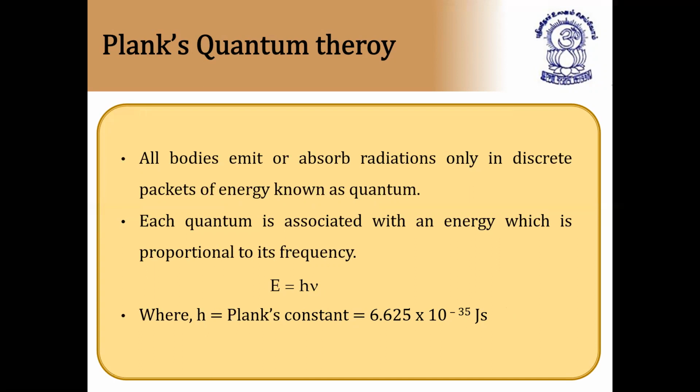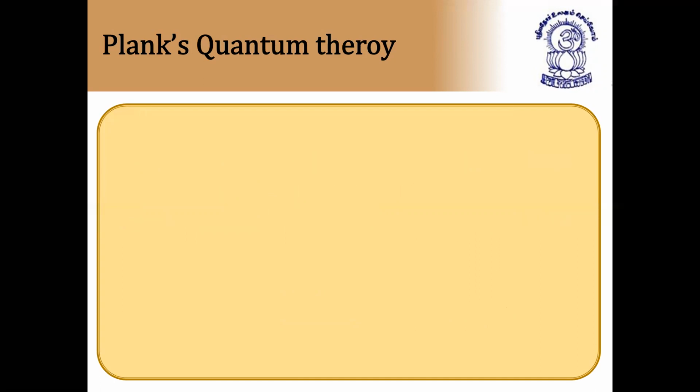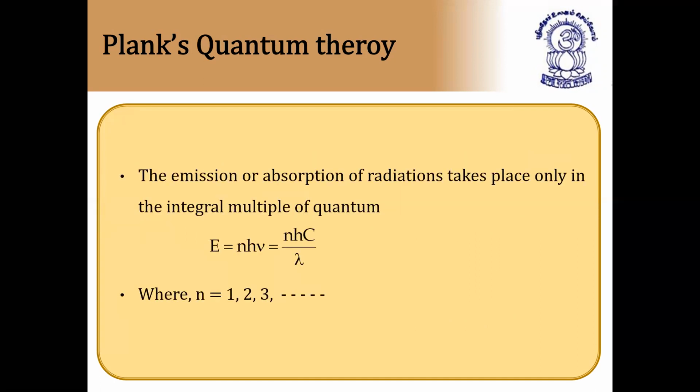All bodies emit or absorb radiations only in discrete packets called quanta. According to Planck's quantum theory, each quantum is associated with an energy which is proportional to frequency. Simple. Now, the emission or absorption of radiation takes place only in integral multiples of quanta. That is, E is equal to n h nu or n h c by lambda, where n is equal to 1, 2, 3. So this is called Planck's quantum theory.